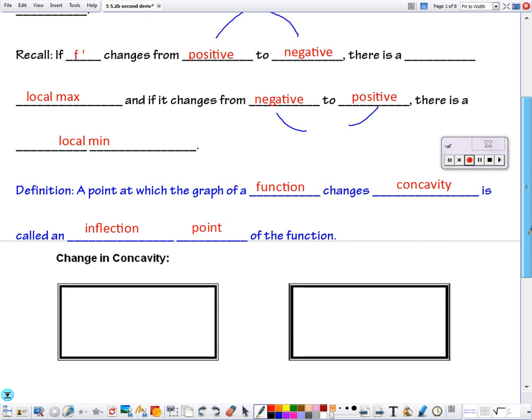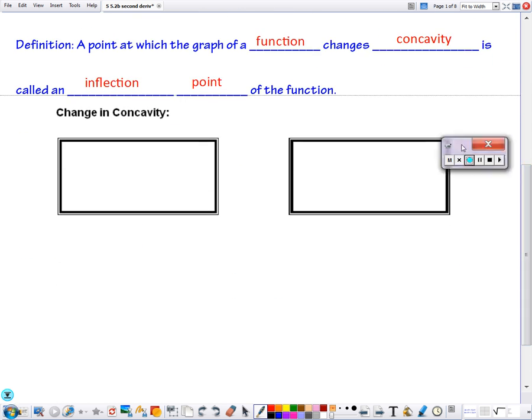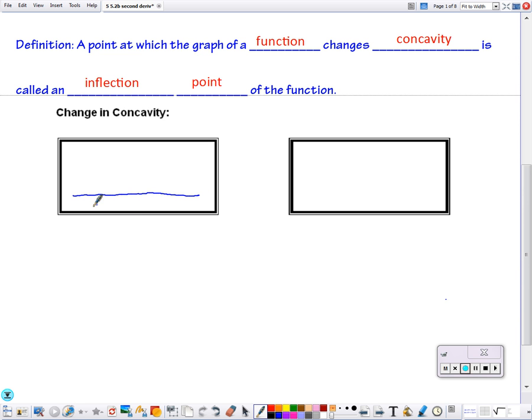So here's our new concept for the day. A point at which the graph of a function changes concavity is called an inflection point. So we're going to draw two pictures. We have concave up, changing to concave down. Right here, and we're going to have that be an x value of p, is the inflection point. Here the concavity is up, meaning the second derivative is positive. And over here it's concave down, meaning the second derivative is negative. And right here in the middle is the inflection point.